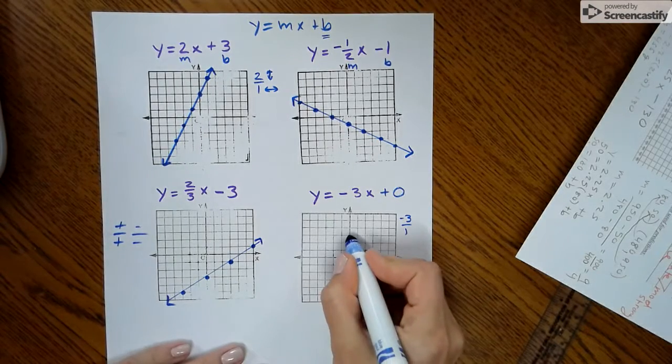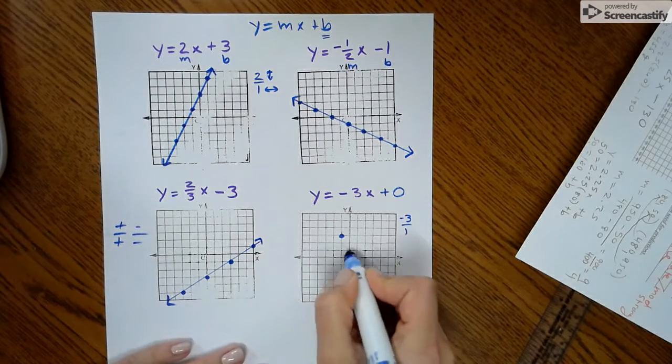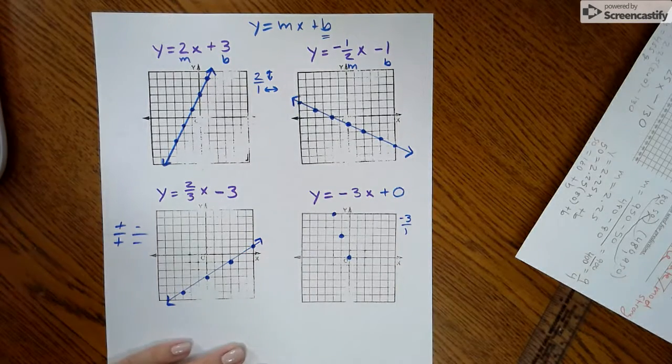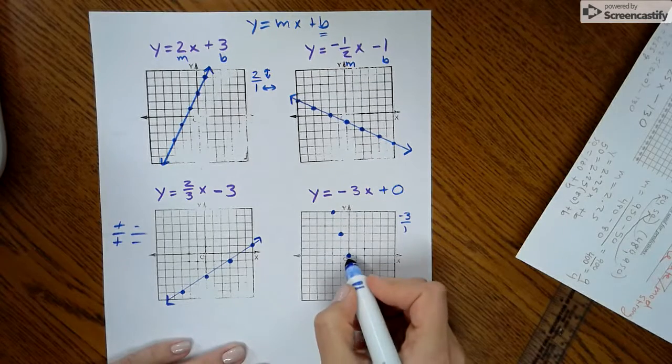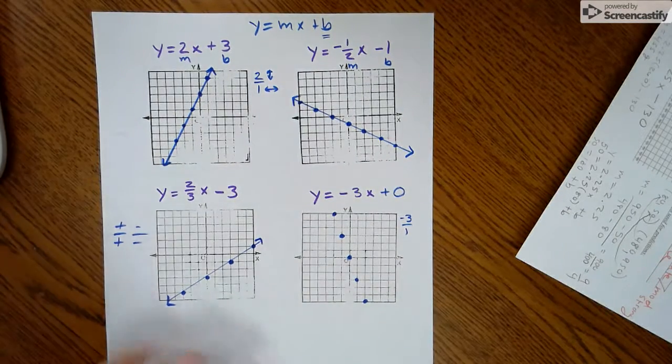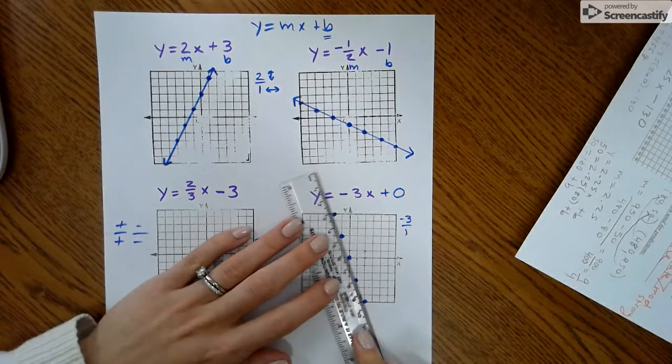So if I go up 3, I have to go left 1. So it's, again, a positive direction and a negative direction. Up 3 and left 1. If I want to extend in the other way, go down 3, right 1, down 3, right 1.